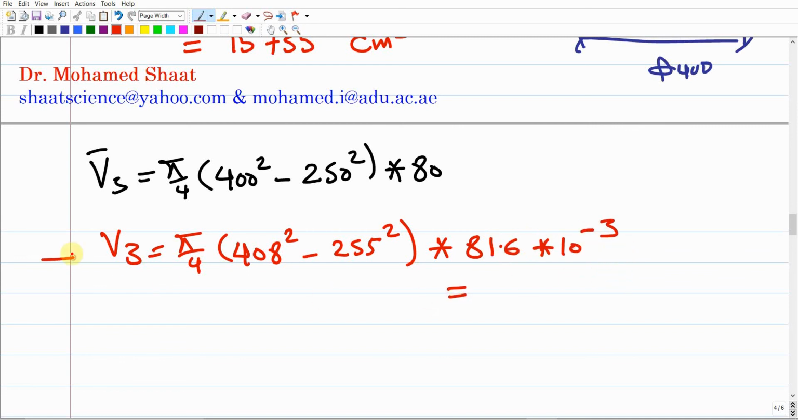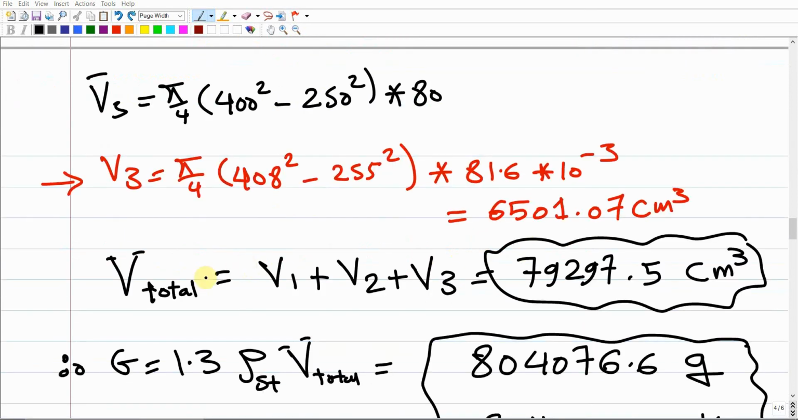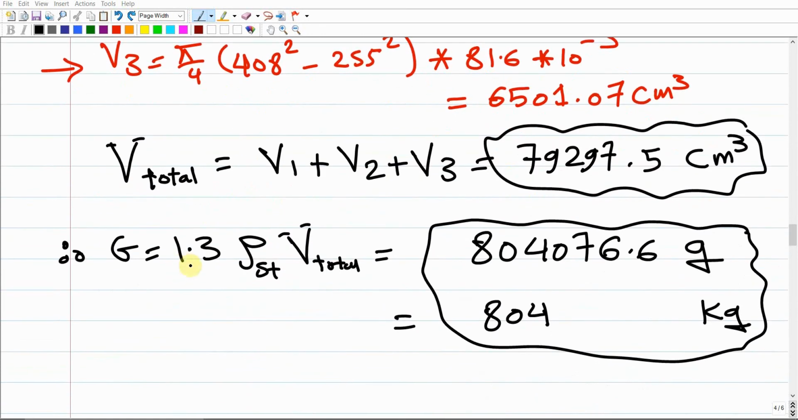If we did the calculations, we're going to end up with volume 3. Then we're going to calculate the total volume, which should be the addition of V1 plus V2 plus V3. Just add the three volumes that you calculated. If you multiply this volume times the density of the steel, which is already given as 7.8 grams per centimeter cubed, that's why we converted the volume into centimeter cubed, to have matching units, times 1.3. We said that we're going to add 30% to calculate the gross mass.